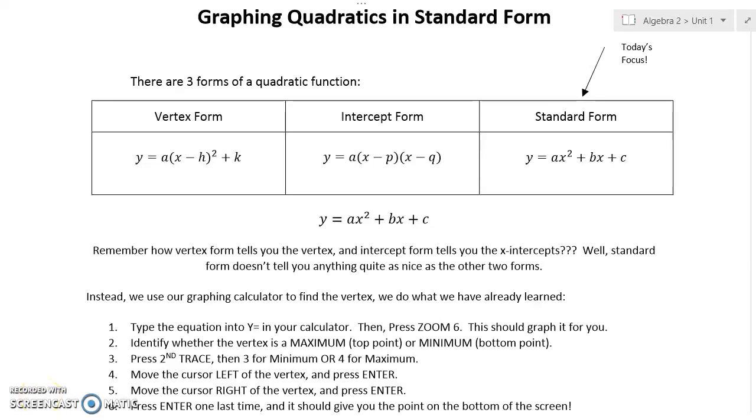Hi everyone, in today's lesson we're going to be talking about graphing quadratics in standard form. This is Mrs. Pagan working with you again.